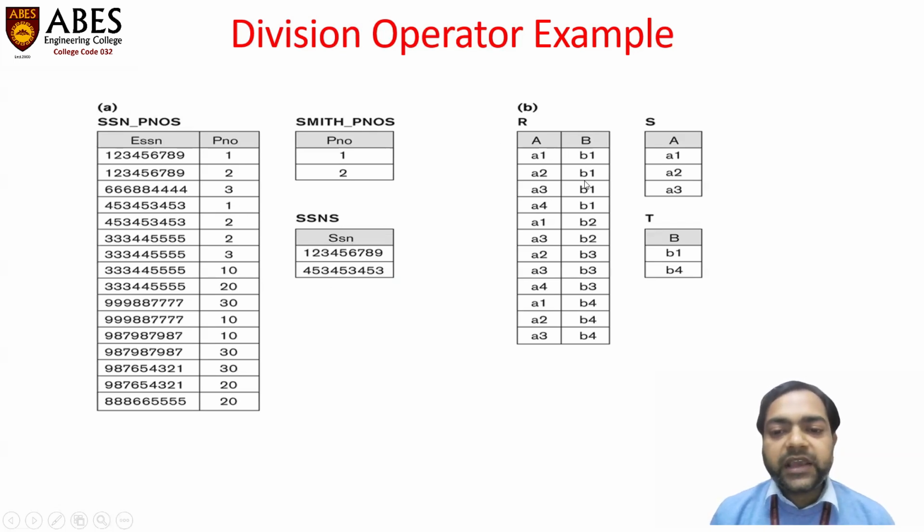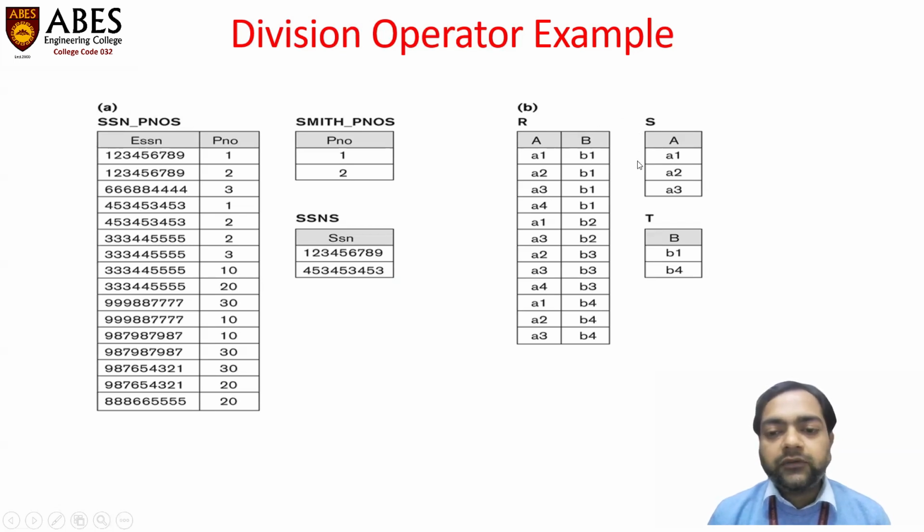Let us consider another case. Here we have a relation R and we have relation S. First of all, if we want to apply the division operator between R and S, we need to check whether this particular set of attributes is a subset of these attributes or not. Here we have attribute A, and here we have attributes A and B. So we can say that the attributes in this relation are a subset of the attributes of this relation, so we can apply the division operator between R and S.